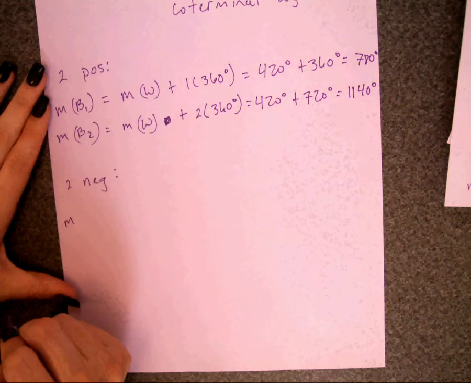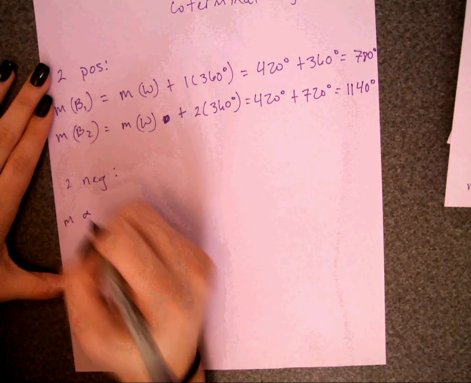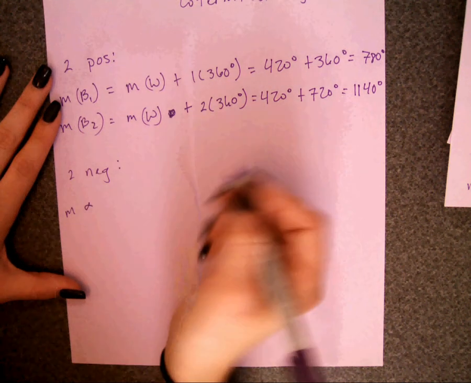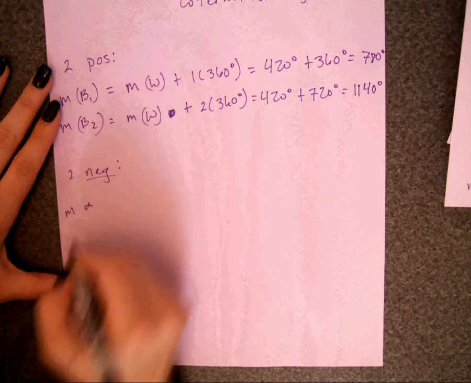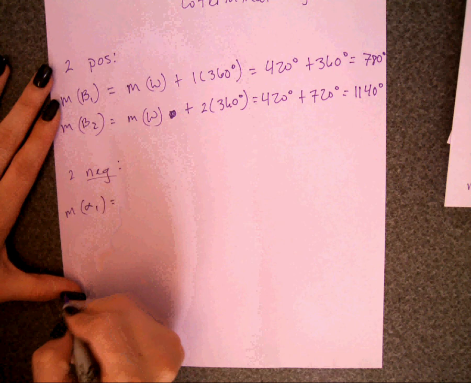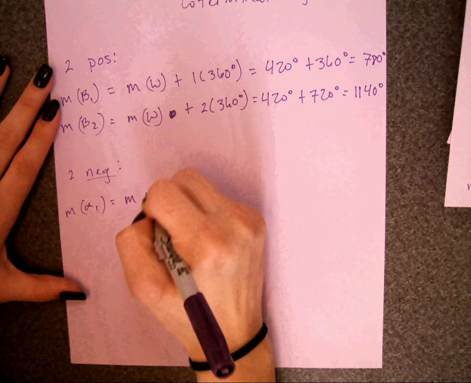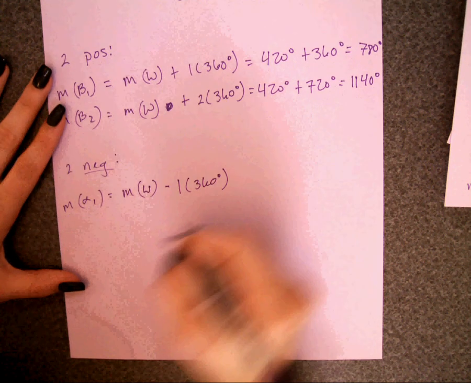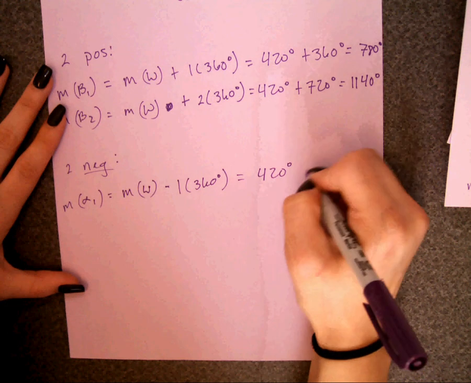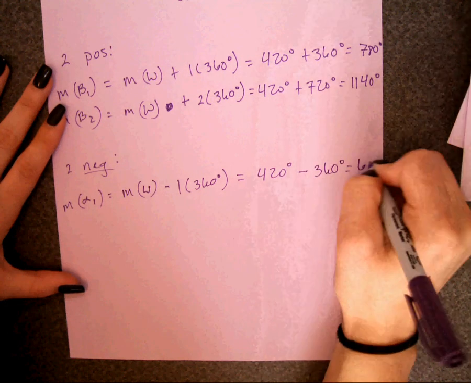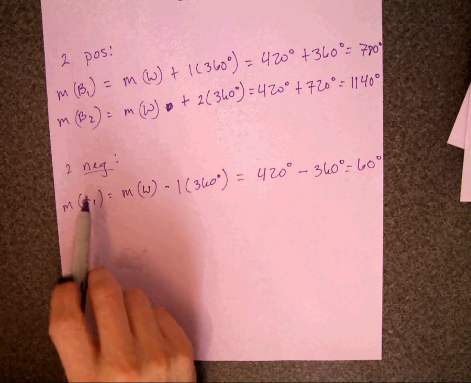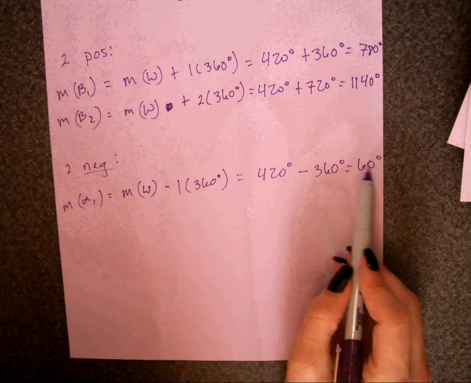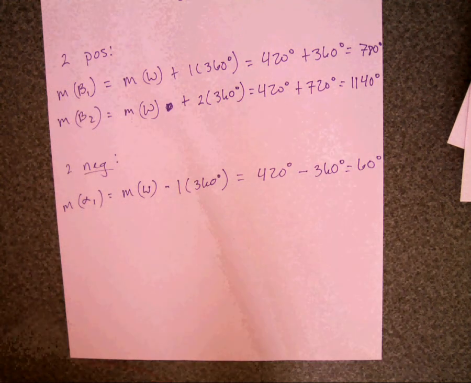We'll call these alpha. It doesn't really matter what you call them. You can call them whatever you want. But our first coterminal angle in the opposite direction, looking for 2 negative coterminal angles. So the measurement of alpha 1 is going to be equal to the measurement of W, that's our original angle, minus 1 trip around the circle, so minus 1 times 360. So I get 420 degrees minus 360 degrees, which gives me 60. Now we were looking for 2 negative coterminal angles, and you have to be careful. I definitely found a coterminal angle. This could be used in the positive because it's still positive. So I want negative, so I'm going to have to go another trip around.